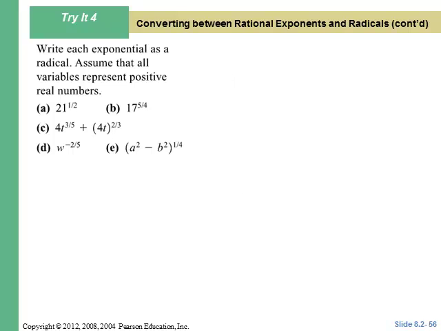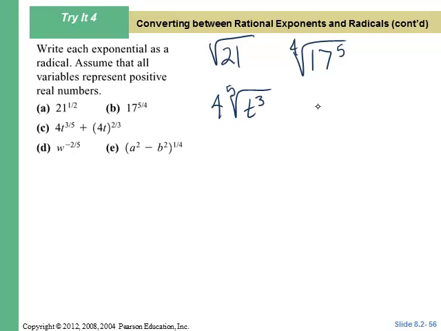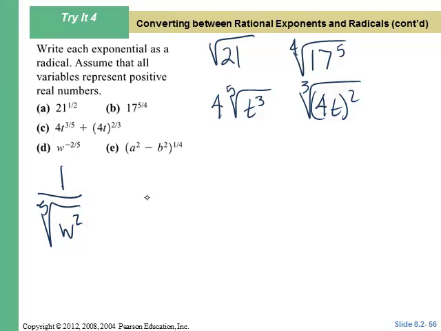Okay, write each exponential as a radical. Assume all the variables represent positive real numbers. So we've got the square root of 21 is the first one. The fourth root of 17 to the fifth is the second one. The fifth root cubed. The fourth root squared. 1 over the fifth root of w squared. And the last one, 1 over the fourth root of b squared.